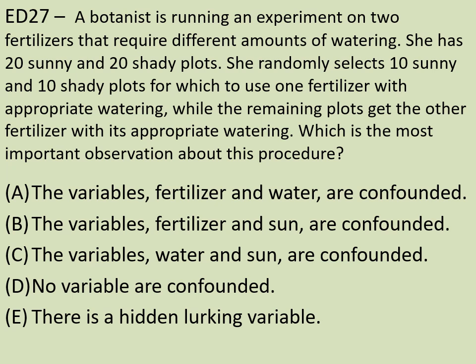ED27. A botanist is running an experiment on 2 fertilizers that require different amounts of watering. She has 20 sunny and 20 shady plots. She randomly selects 10 sunny and 10 shady plots for which to use 1 fertilizer with appropriate watering, while the remaining plots get the other fertilizer with its appropriate watering. Which is the most important observation about these procedures?